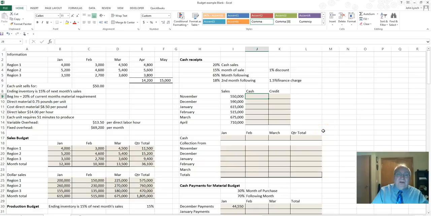I want to welcome everyone to the continuation of the budgets. In this one, we're going to do the cash budgets. We're going to do cash receipts, one cash payment budget, and then we also didn't do the cash budget. So what we have on this one is the sales amounts that we have.